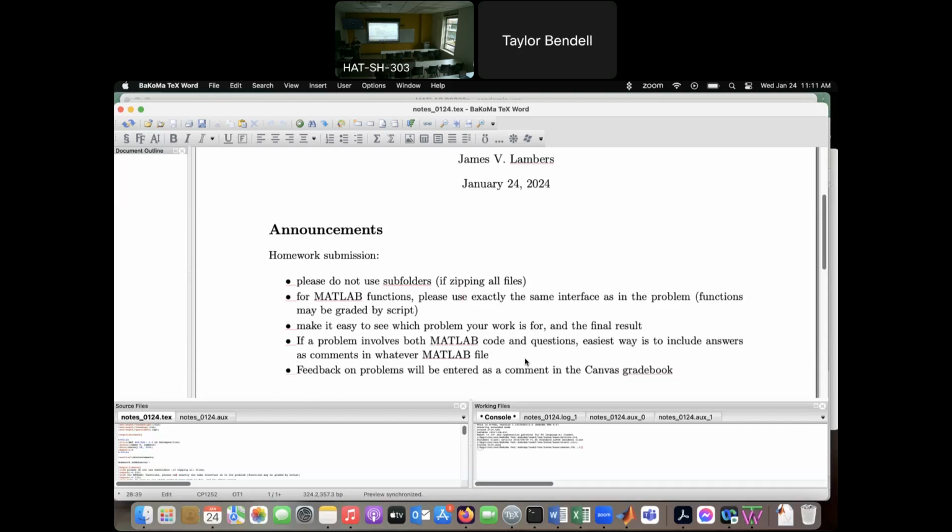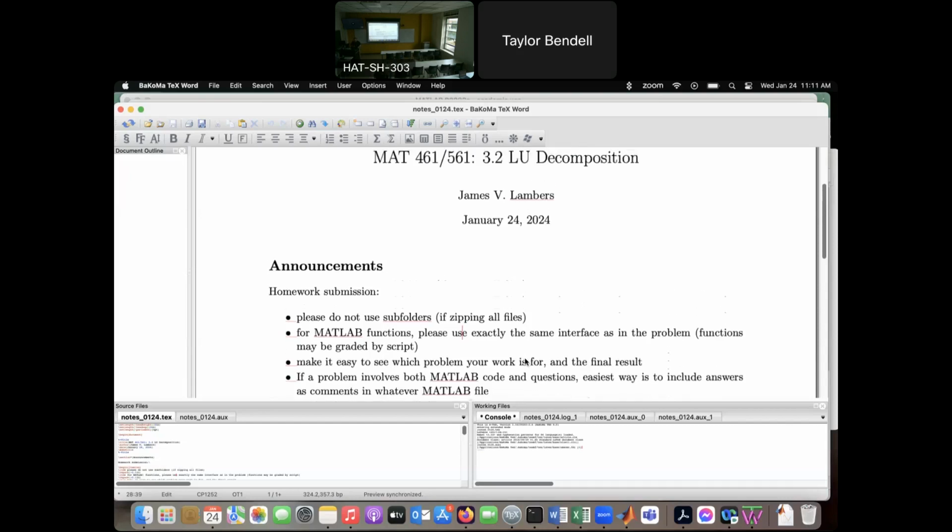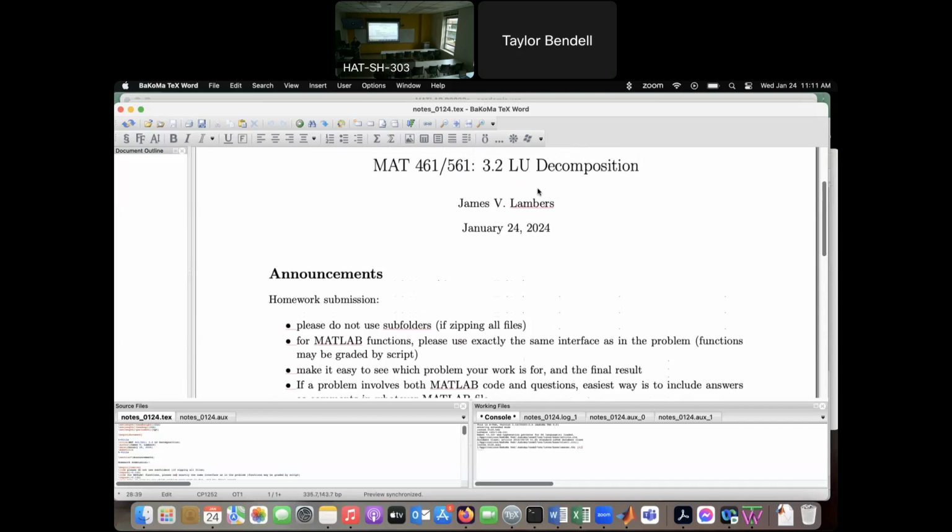Okay. So now we're getting into the next section. This is where we deviate from what you're accustomed to from an ordinary linear algebra class, and we get into numerical linear algebra starting here.